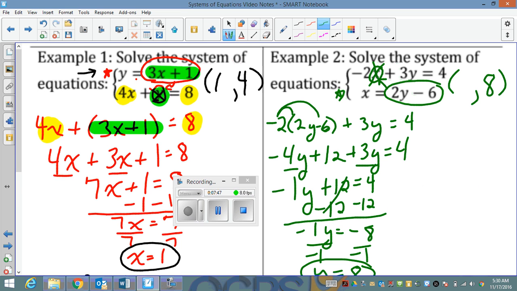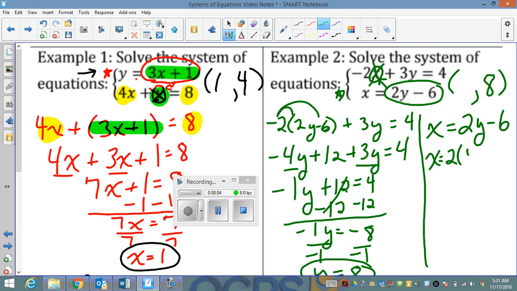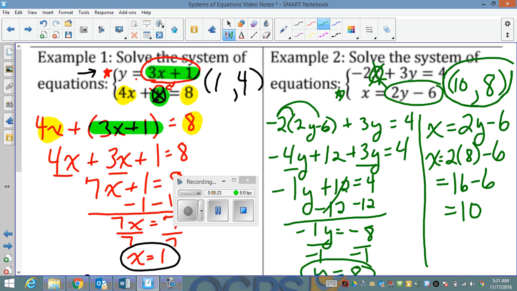Now, to find the x, again, I can use either equation, but this second equation is already solved for x, so it's going to be the one that's easy to use. I'm going to plug 8 in for y. And then I'm going to do my arithmetic. So 16 minus 6, which is 10. So the x-coordinate is 10, and the y-coordinate is 8. This is how you'll write your answer as a point. Or you can say x equals 10, y equals 8.